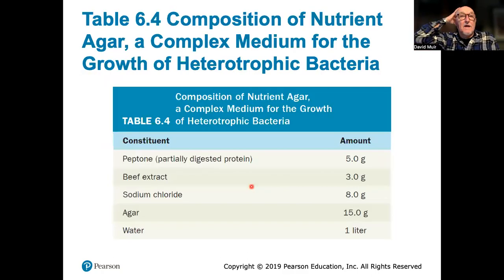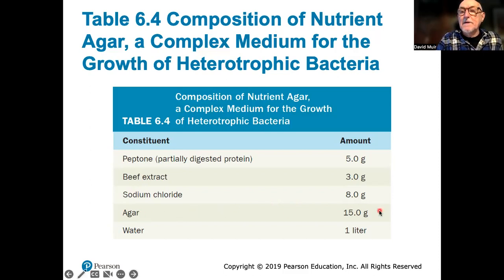Okay, so here is a typical complex agar. This is the sort of thing you're using in lab the whole time. So here you are. This is peptone, partially digested protein. Beef extract also provides vitamins, but it also provides various minerals and trace elements and things like that. Sodium chloride. We don't always include sodium chloride, but it is included in some recipes, and it's usually just to provide a balanced osmotic environment.